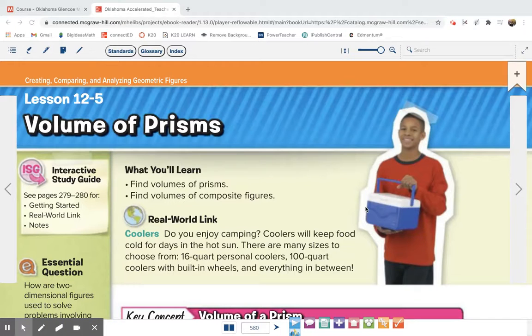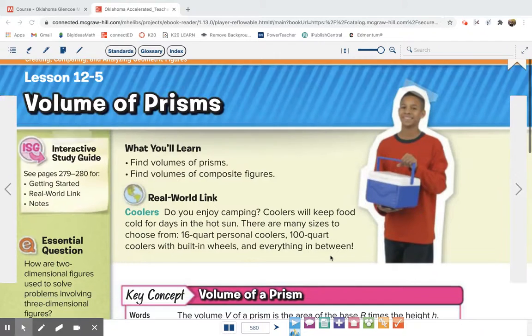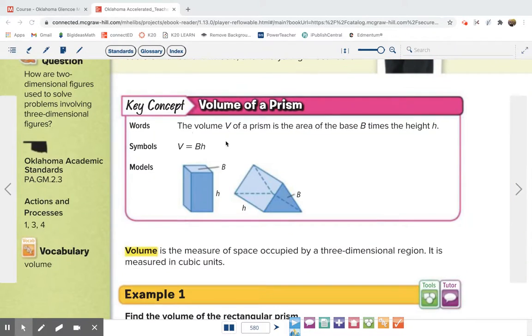Okay, this is lesson 12-5 and 6, volume of prisms and cylinders. We're combining two into one. So the first thing you need to write down is right here where it says V equals capital BH. We've talked about this before.